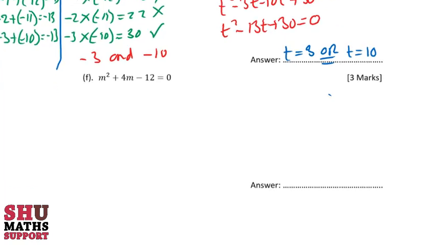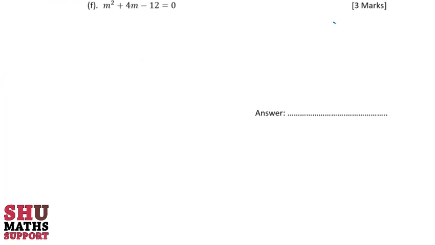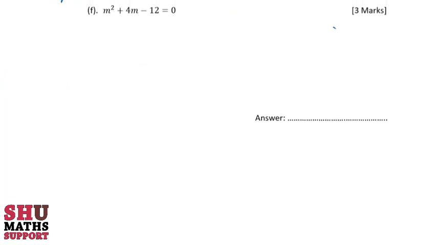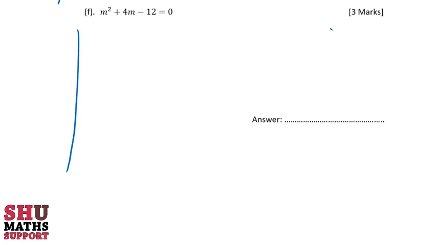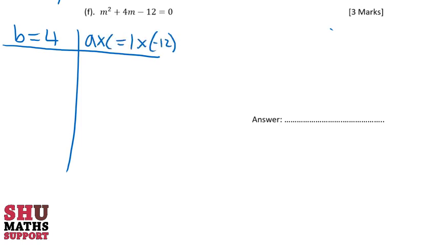So we'll move on to the next example. We've got m squared plus 4m minus 12 is equal to 0. So I'll set up my table. We have b is equal to positive 4, and we have a times c is equal to 1 times minus 12, which equals minus 12.